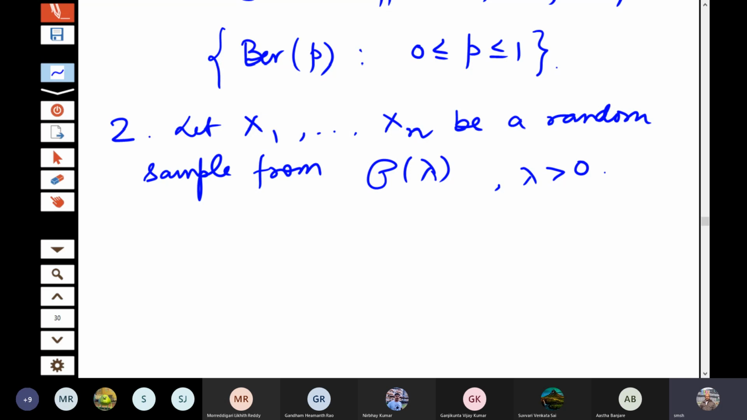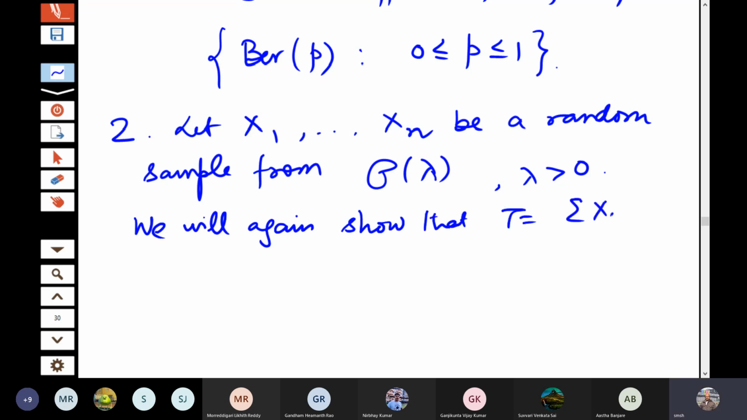So theoretically, let us prove it here. Of course, the proof is almost the same as the one which I gave for the Bernoulli case. So we will again show that T is equal to sigma xi, i equal to 1 to n. You are saying x bar. So x bar is a one-to-one function of sigma xi. So it is enough if I prove it for this one, because writing the proof is easier for sigma xi here. So we consider the conditional distribution as before.